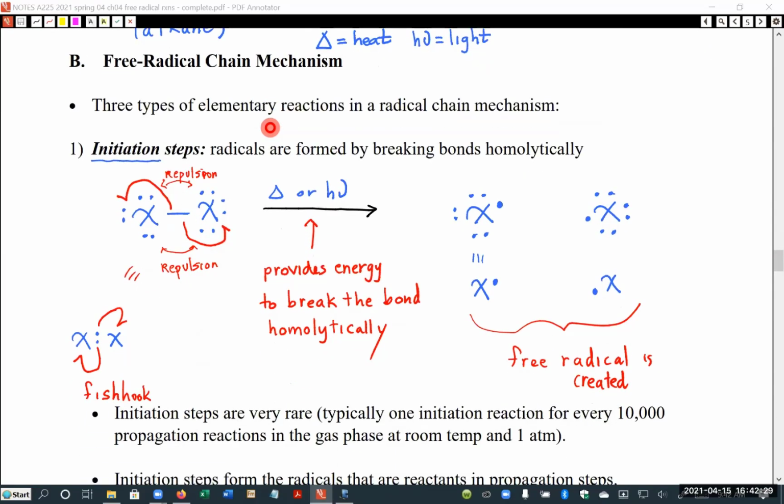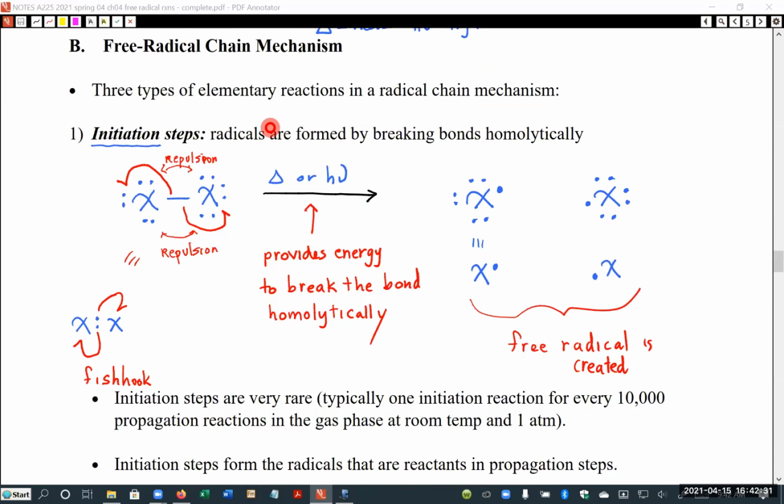Okay, so we're now going to look at the mechanism of this reaction. Free radical reactions have a very special mechanism. Only free radical reactions do this kind of mechanism. Make sure that if you're going to write this mechanism, you know 100% that it is a free radical reaction.